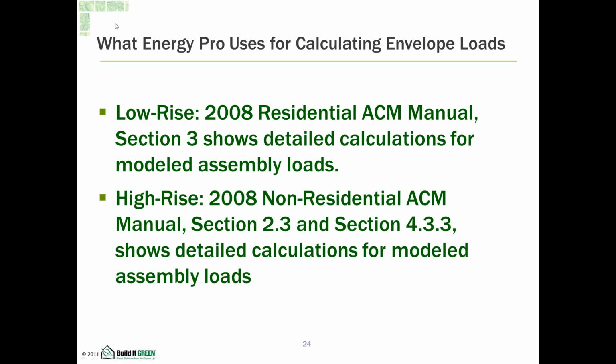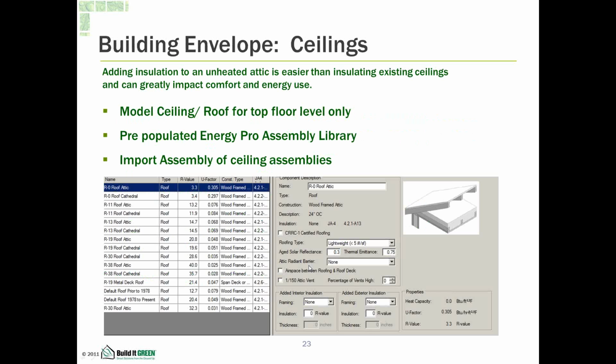So what does Energy Pro use for calculating envelope loads? It uses for low rise the 2008 residential ACM manual, which we went into in the beginning of the presentation, section 3, and this shows detailed calculations for the assemblies. For high rises, it uses the 2008 non-residential ACM manual, section 2.3 and sections 4.33. And so I gave you guys links in the earlier slide to these documents. Once you get the slides, you can get the link, or if you already have the link, you can go to these sections and see what those assemblies look like, and you'll see these pictures from here and here, and the roof and the ceiling and the wall.